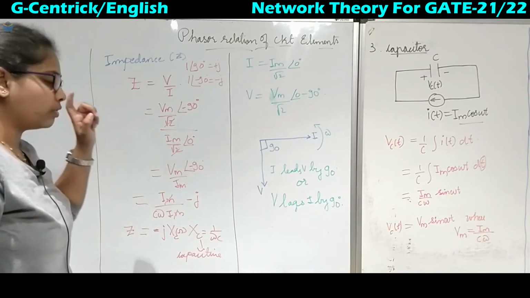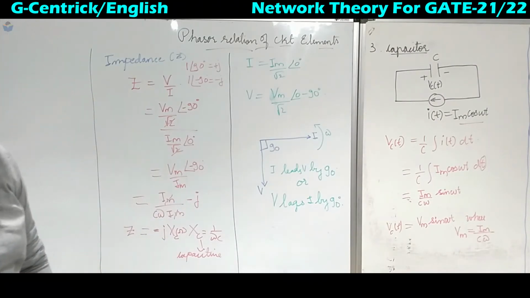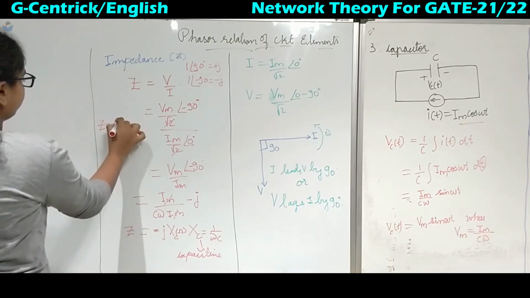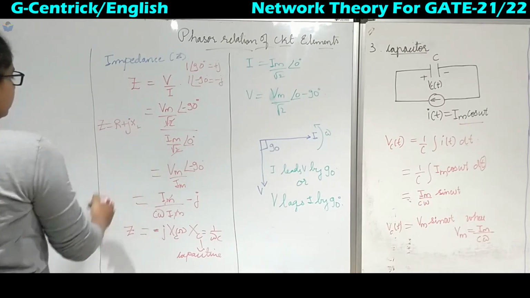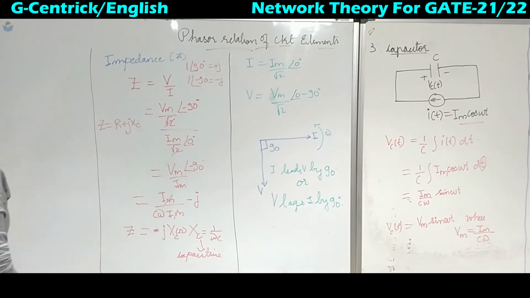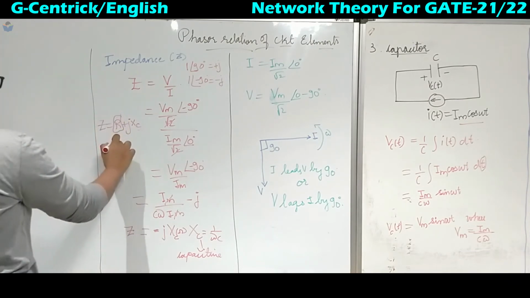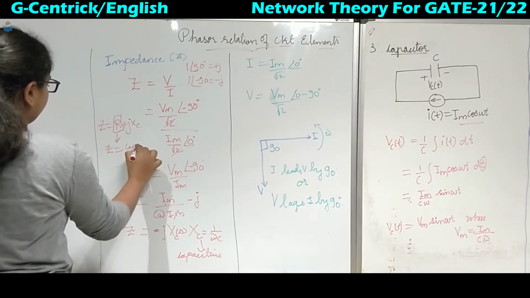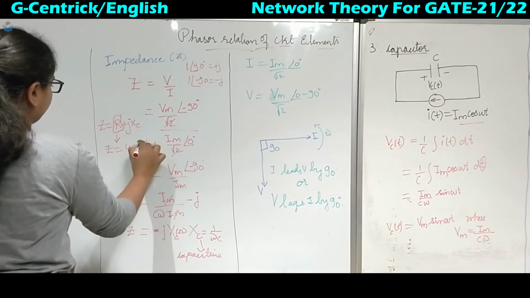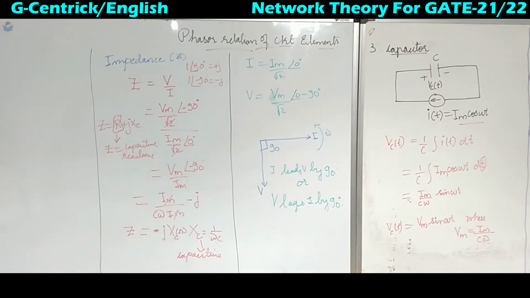In that case also we had an ohmic value, but we got plus JXL; this is minus JXC. Basically we write Z is equal to R plus JXC or XL. Here it is C, so we will write XC. Whenever the real part, that is the resistive part, is 0, Z is the capacitive reactance. So this is about the capacitor.